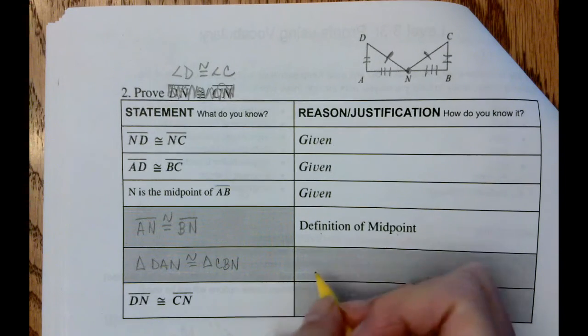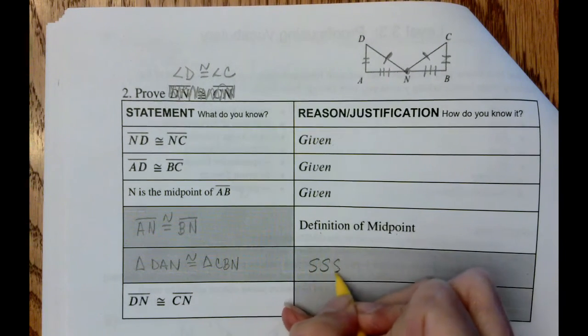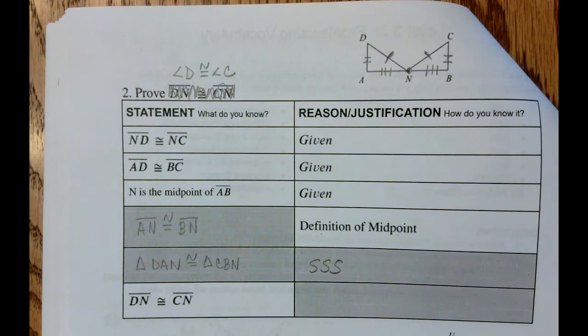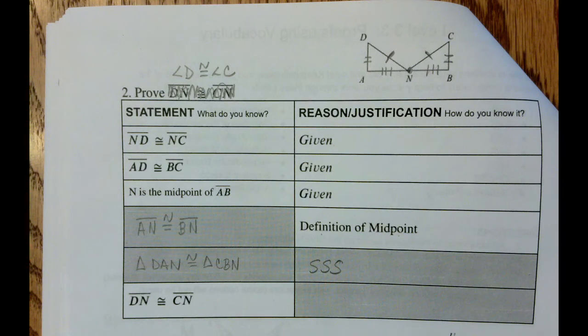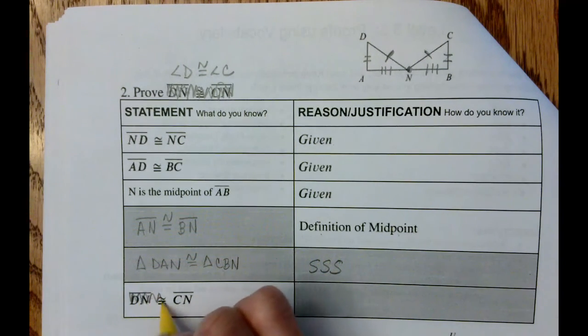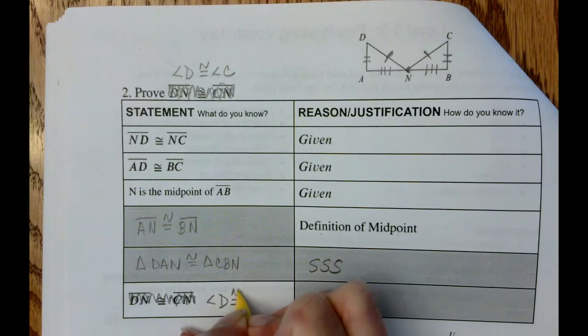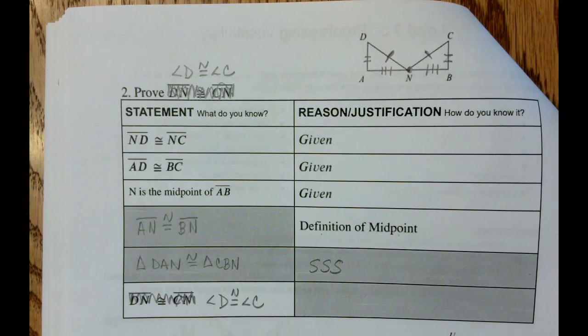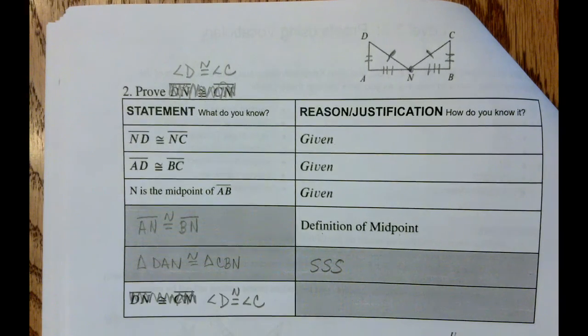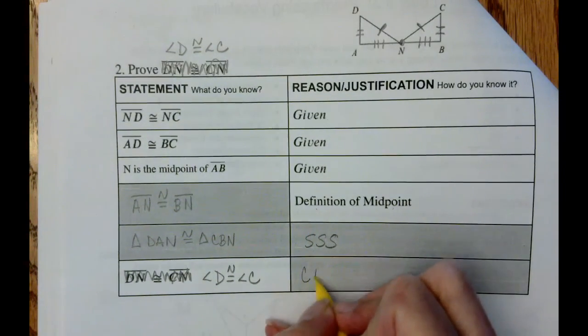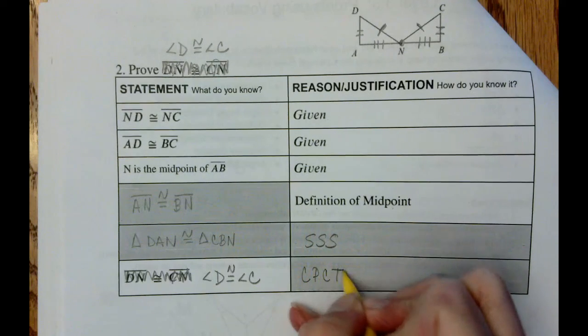And the reason that we can say that is that we've got three congruent sides: side, side, side. DN is congruent to CN, DA is congruent to CB, AN is congruent to BN. And then once we know that, we can also say, and again, we have to switch this up since we changed that at the beginning, that angle D is congruent to angle C. And the reason that we can say that is because of corresponding parts of congruent triangles are congruent.